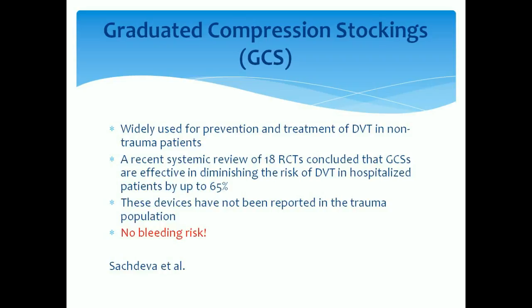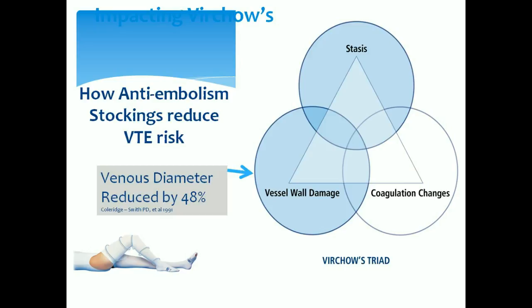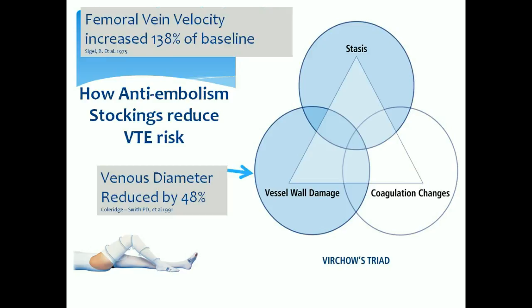There's no bleeding risk with a pair of stockings. Okay, that's really important to note. But it would be really hard to put a pair of stockings on a patient that's got 2 broken hips. So that's a physical limitation that we have to contend with in trauma. How they work, stasis, obviously increasing blood flow. About 140% of baseline is how they work, if they're correctly fitted. If they're not correctly fitted, they may actually decrease the blood flow velocity if they're really tight, which is important to note.